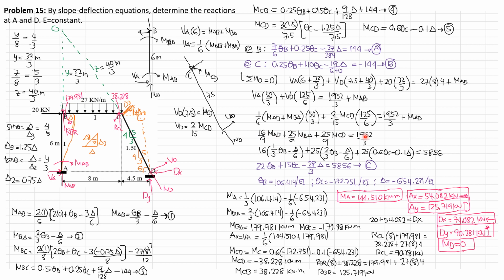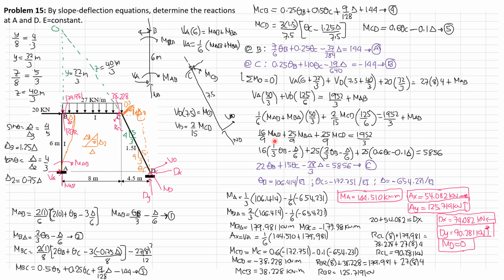The LCD is 9. We multiply everything by 9. Then this becomes 16 of M_AB, and M_AB is theta B over 3 minus delta over 6, plus 25 M_BA, and M_BA is 2/3 theta B minus delta over 6, then plus 25 M_CD, and M_CD is 0.6 of theta C minus 0.1 of delta, equals 1952 over 3 times 9. So that's 3 times 1952, so 5856 on the right side.